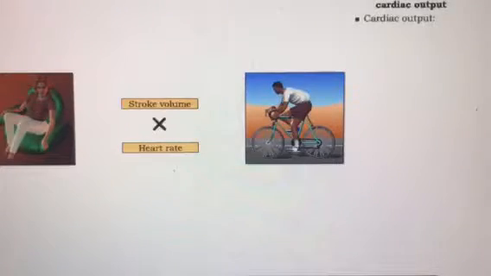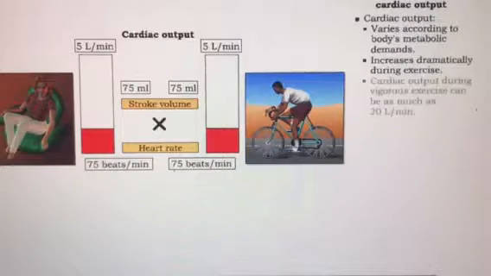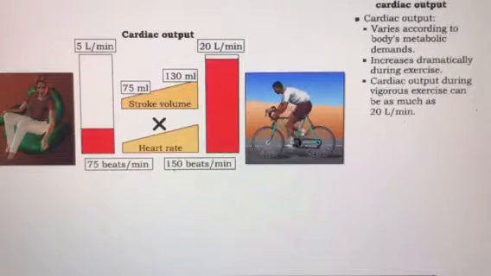Cardiac output is not constant. It varies with the body's metabolic demands. Mild exercise will double cardiac output, while an intense workout can increase output as much as 4-fold to 20 liters of blood each minute.